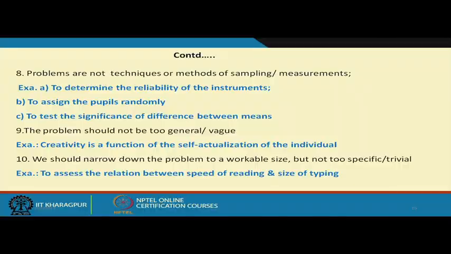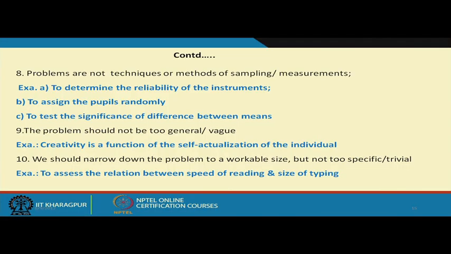Here we can take an example: creativity is a function of self actualization of the people. It is a very vague and broad question. How to measure creativity? It is an individual component, it is subjective. Then self actualization, how to measure it? It is a very abstract concept. So, how to establish the relationship between these two things? It is a very difficult and vague kind of research problem to select.